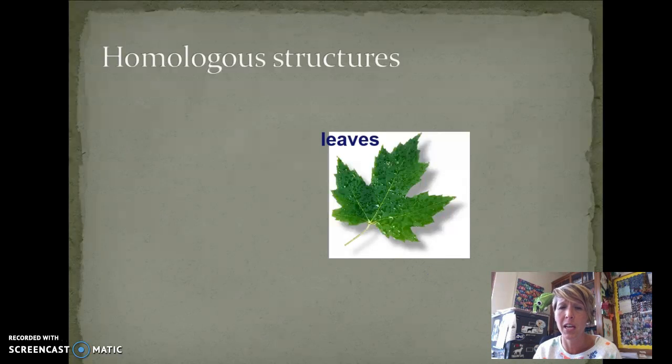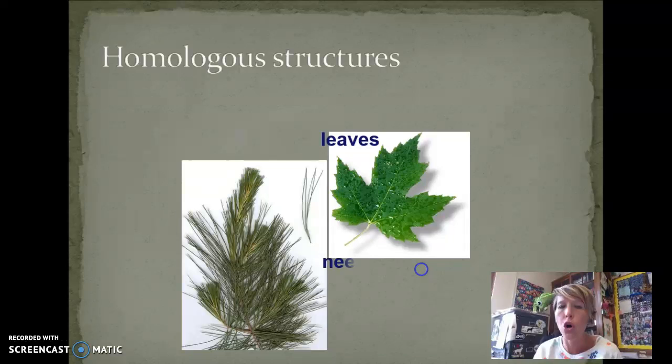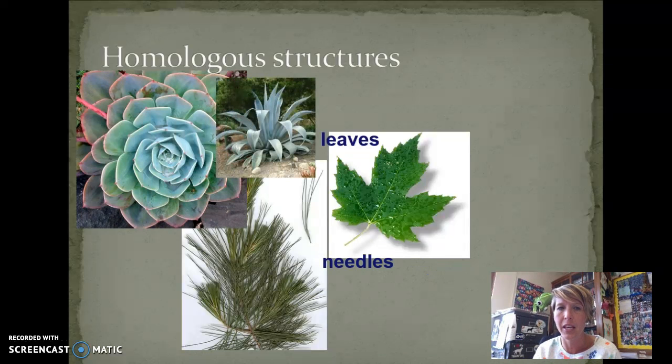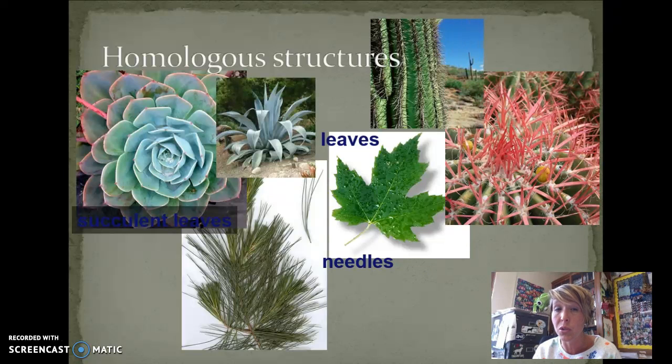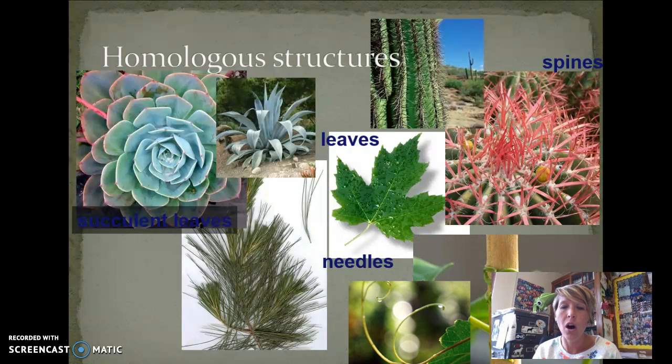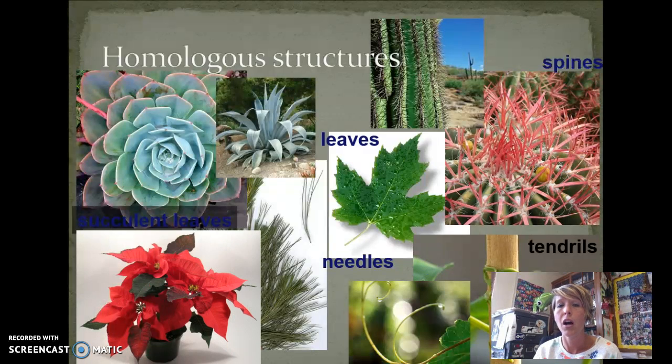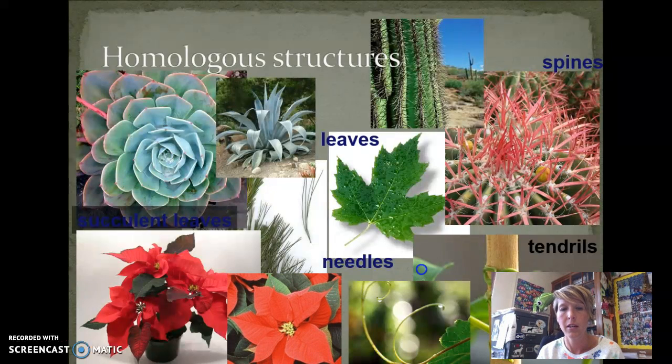Leaves are another example of homologous structures. So many variations on a common theme. Look at all the different types of leaves out there. And you might not have thought about this, but needles are leaves. Tendrils are leaves. Spines are leaves. These are all modifications of leaves, but they don't all serve the same purpose. Some are succulents, some store, some protect, but they are an example of homology, common structures that show common ancestry.